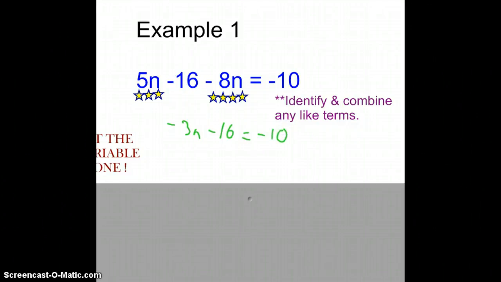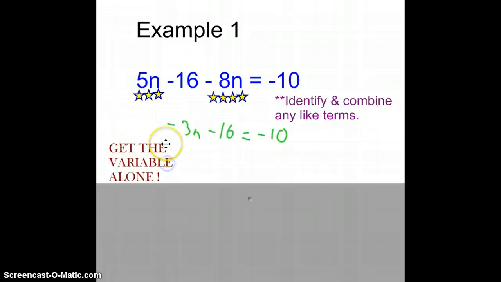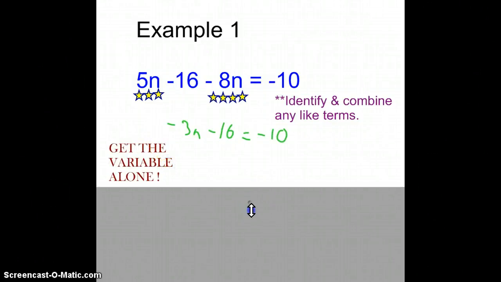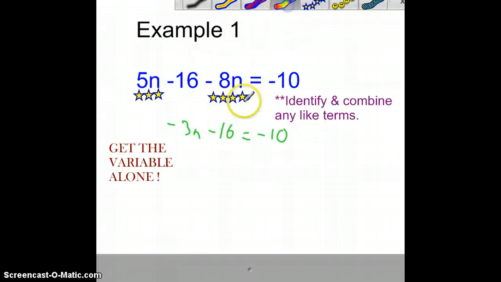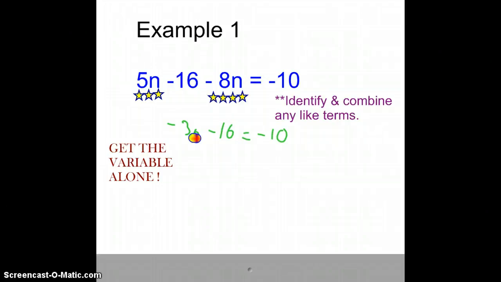Now the next step is we really just have to get the variable alone, and we've done plenty of problems just like this. Our next step here, get this variable n all by itself. So let's go plus 16 to both sides.